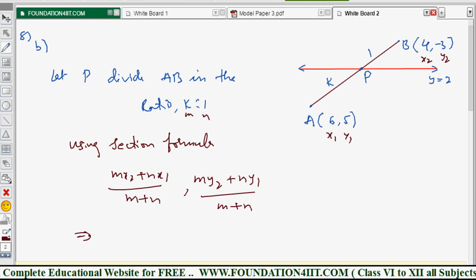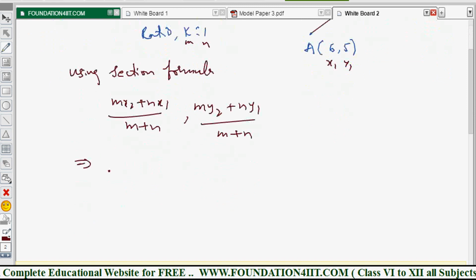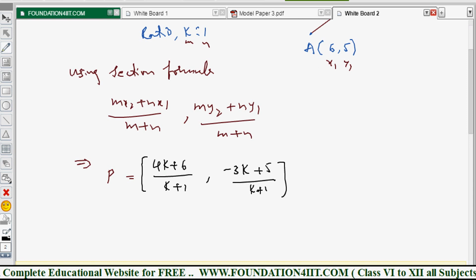So by applying this, we'll get the point P. Then the point P is equal to, just substituting the values in this place, k is to 1, so (4k plus 6) by (k plus 1) and (minus 3k plus 5) by (k plus 1). Just substitute the values as it is.